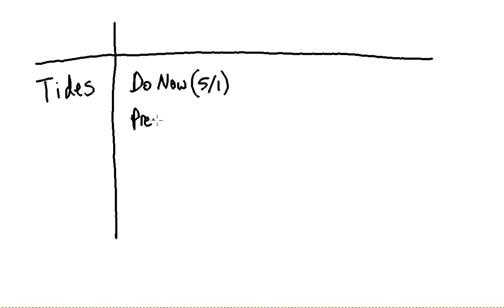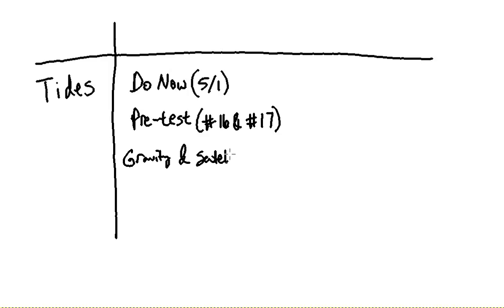The pretest, question numbers 16 and 17. Name the two different types of monthly tides, the gravity and satellite reading notes.